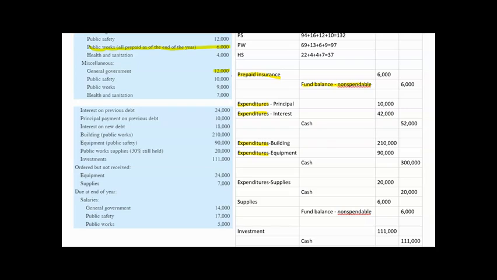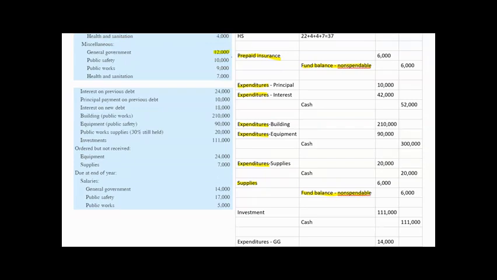And the next one is for the supplies. In total, they purchased 20,000 of supplies. What we did is first we recognized all of them as expenditures, and then at the end of the year, because they have 30% left, 30% of 20,000 is 3,000. So we are going to create a supplies account balance on the balance sheet, and then for the remaining supplies, they go to fund balance, non-spendable. This part, the supplies, is the same as what we did for the prepaid insurance part, which means that any fund balance related to these two accounts is not spendable because it has been spent on these two assets.